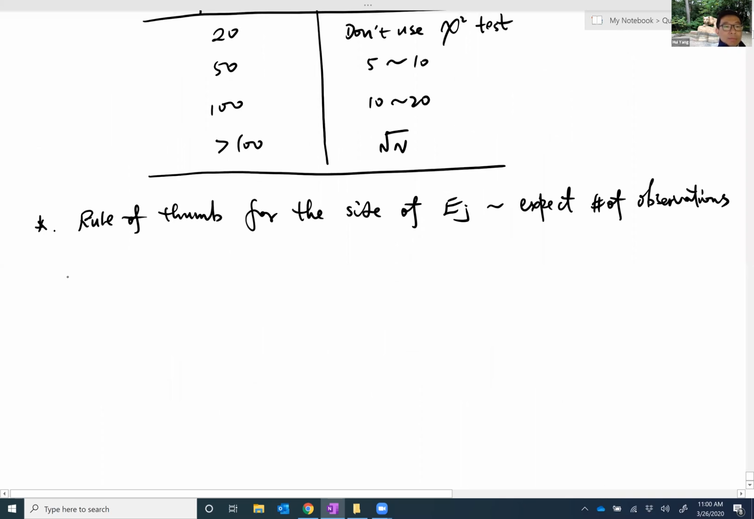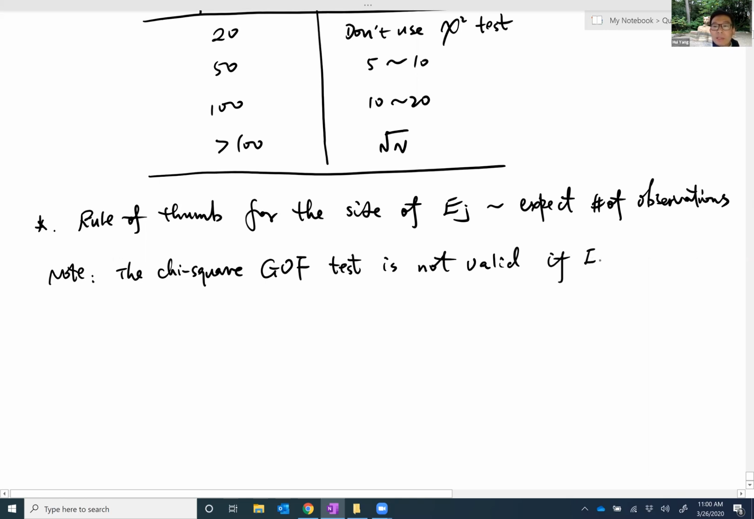Note, the chi-square goodness of fit test is not valid if E_j is too small.